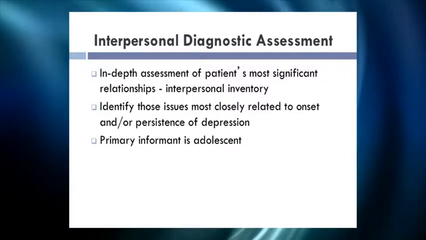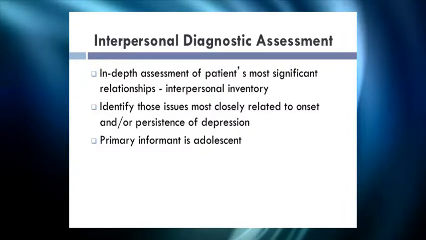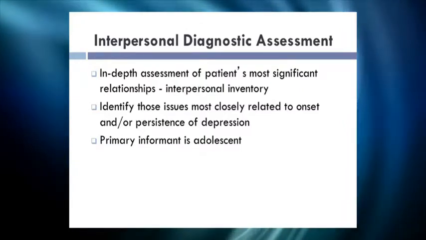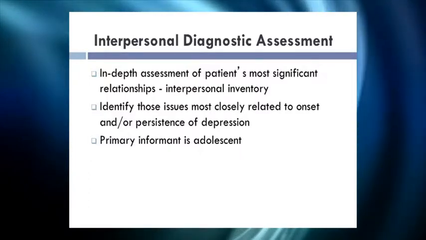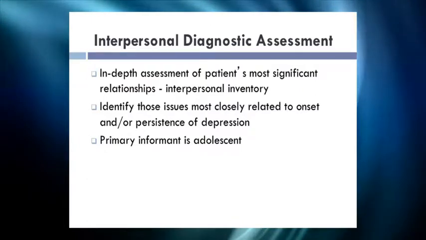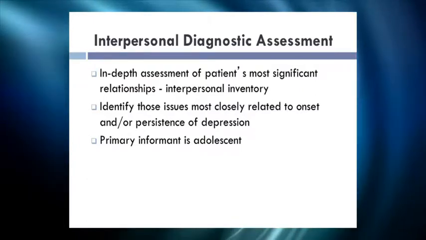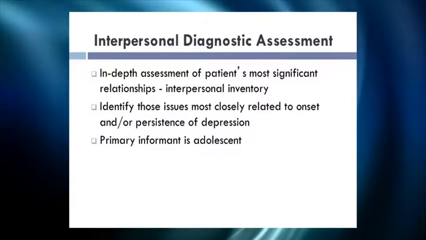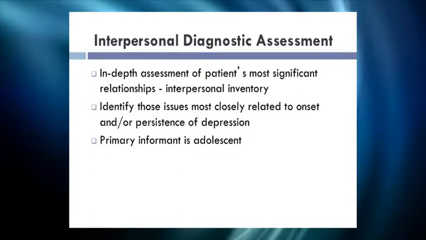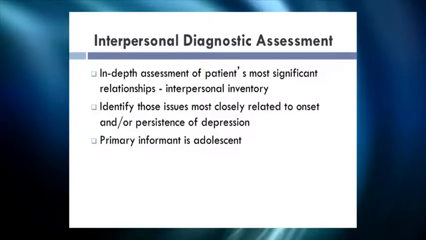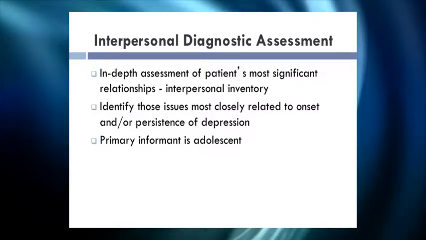The interpersonal inventory is one of the most unique tools in IPT. I think it's probably the most unique tool, and differs from other forms of psychotherapy in the depth of information that we get. It's a really in-depth assessment of the client's most significant relationships in their life. What we're trying to do in the inventory is identify which issues are most closely related to either the onset and or persistence of the depression. The primary informant for the inventory is the adolescent, so the majority of time that we're doing the inventory, it's with the client individually. As you saw before, the initial session that we have with the parent may provide some additional data that we'll use to inform the inventory, but the goal is to get it from the adolescent's perspective.